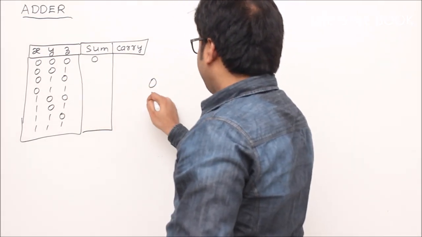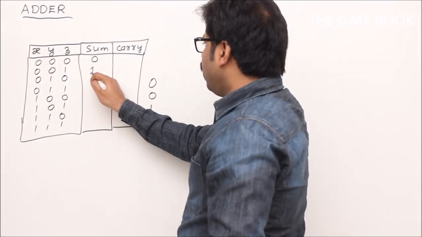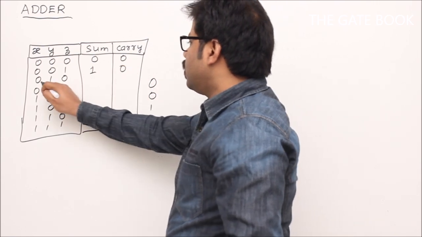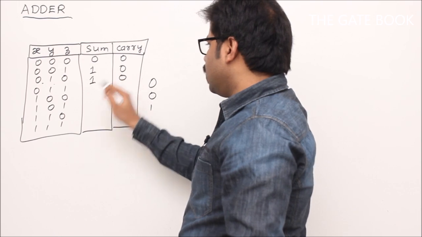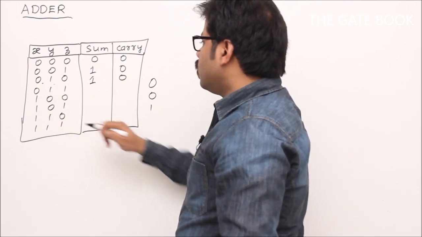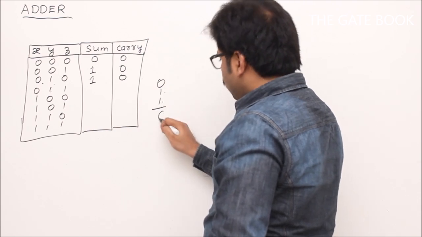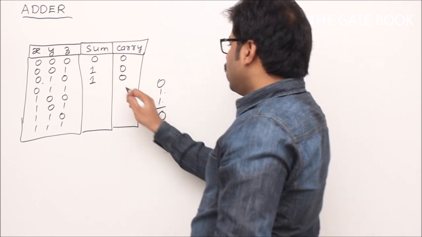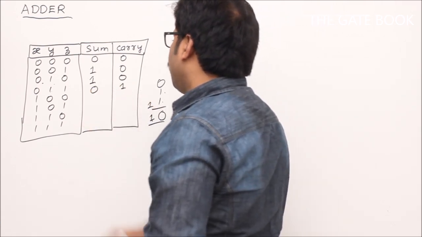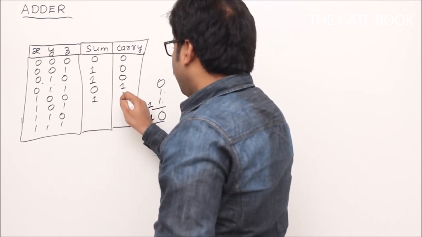Then 0 0 1. When you have 0 0 1, you are going to get sum 1, carry 0, right? Next 0 1 0: 0 plus 1 is 1, 1 plus 0 is 1. Sum is 1, carry 0. Then 0 plus 1 plus 1. So 0 plus 1 plus 1 is 0, isn't it? See, 1 plus 1 is 0 with a carry of 1, right? So carry is 1, sum is 0. Let me fill all these values. 1 plus 0 plus 0 is 1, and carry will be 0.